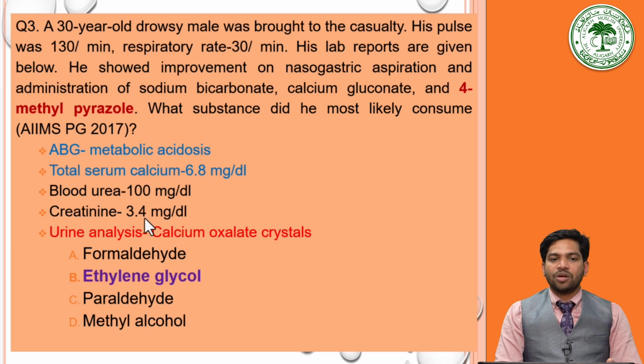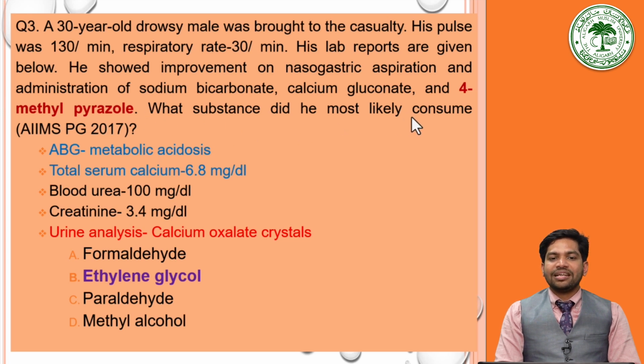Creatinine is increased, 3.4 milligram per deciliter. And on the urine analysis, there are calcium oxalate crystals. That is very characteristic of ethylene glycol poisoning. And he showed improvement on nasogastric aspiration and the administration of sodium bicarbonate, calcium gluconate, and 4-methyl pyrazole. So definitely it is in the group of alcohol intoxication.